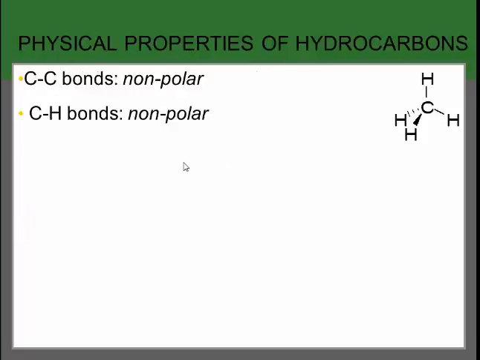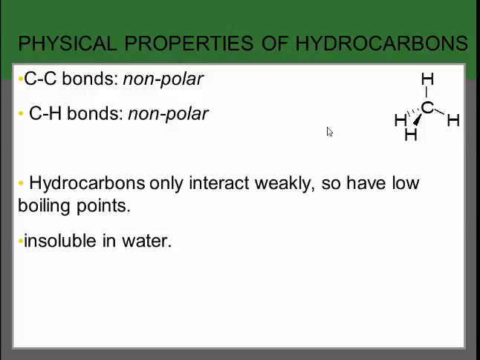So physical properties of hydrocarbons. The carbon-carbon bond certainly is nonpolar. It's 2 atoms of the same electronegativity. Carbon-hydrogen bonds we define as also nonpolar. Carbon and hydrogen are close enough in electronegativity that they essentially are nonpolar bonds. And so anything composed only of C's and H's is a nonpolar molecule. And that means that hydrocarbons only interact weakly. They don't have dipole moments or dipole-dipole interactions. They certainly don't have hydrogen bonding.